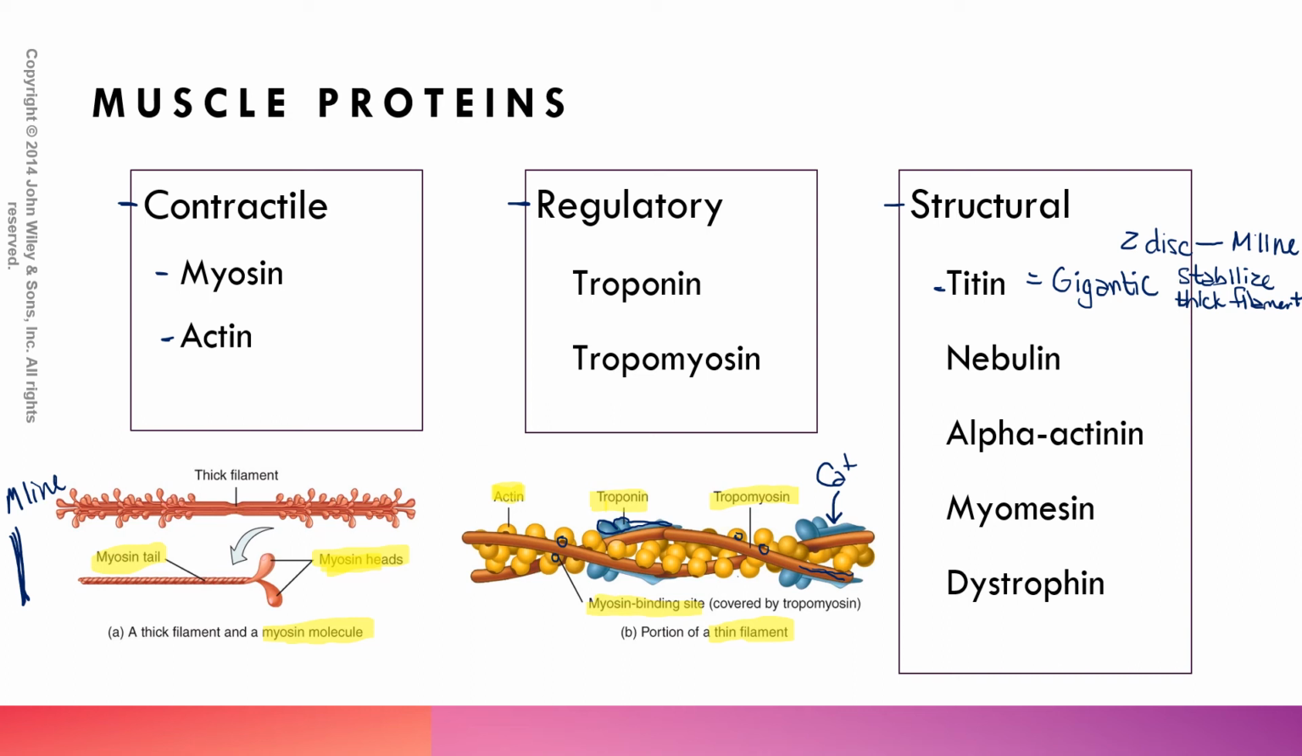The dense material of Z discs contains these molecules called alpha-actinin. And this binds to the actin molecules of the thin filaments and binds them to titin. So this binds the thin filaments to titin.